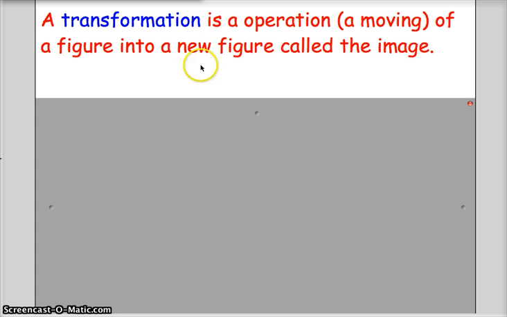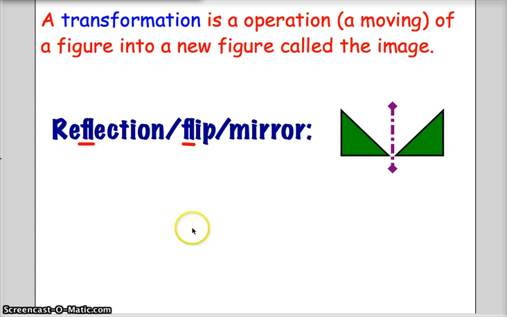The first transformation we're going to examine is a reflection. And I want you, when you look at the word reflection, to look at the FL in reflection and think about the FL in the word flip, because that's what you're doing. You're making a mirror image or a flip of your figure. So this triangle has been flipped over the purple dotted line.